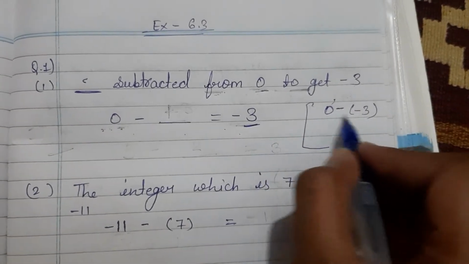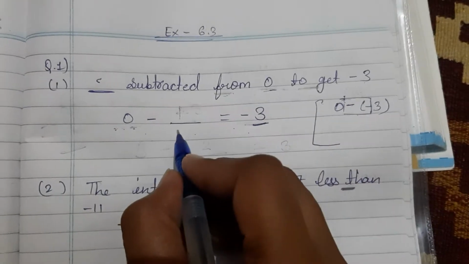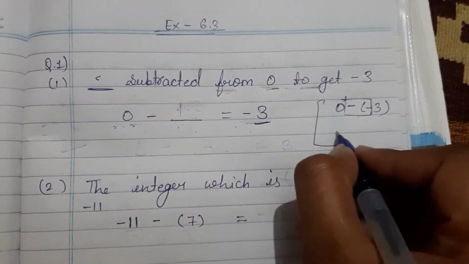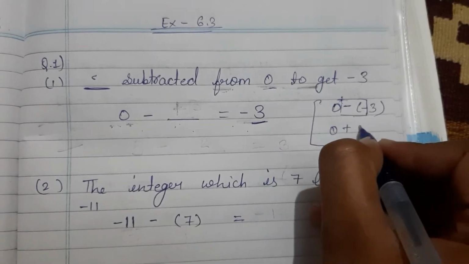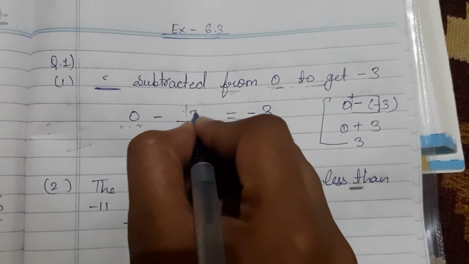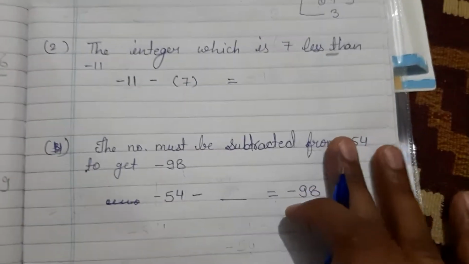Now solve it. What is the answer that will come? Then you have to put it in this fill in the blank place. Okay, 0 minus minus becomes plus 3. 0 plus 3 means 3. So your answer is 3. Got it now? Here I am explaining another one, then it will help you.